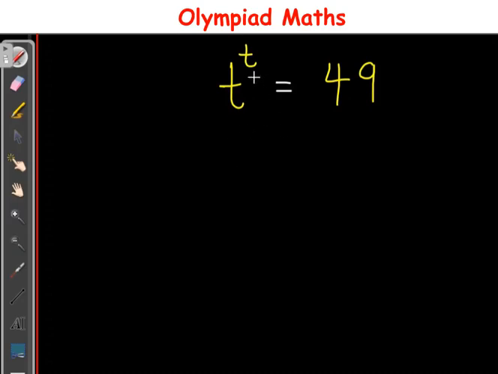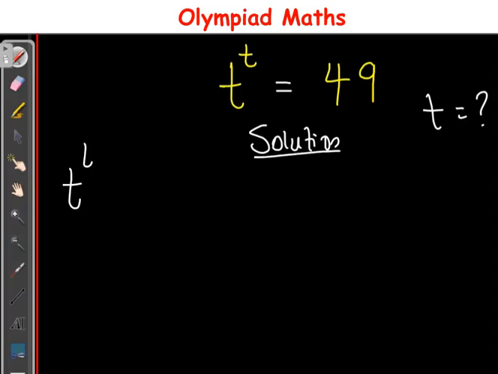So we have t raised to power t is equal to 49, and here we have to solve for the value of t. So t is the unknown we have to solve for. To do this, solution. So we have t raised to power t is equal to 49. Now this question is that you will pick a particular number, and that number, once you raise it to that same number, you must get 49.